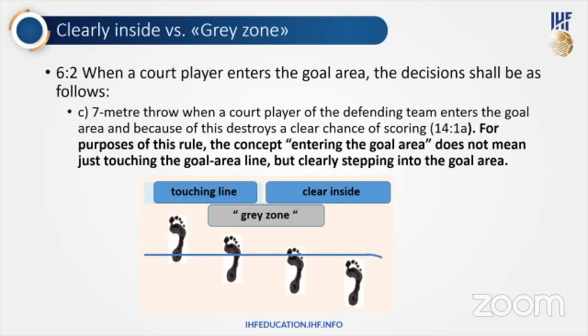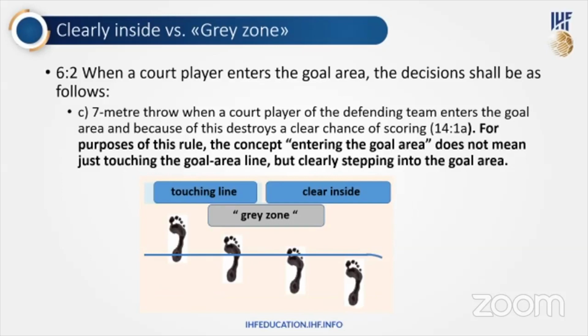And you see this drawing where you have just touching the line. Then on the two first ones to the left-hand side, of course, the second from the left is a bit more clear, also clear, but then also this is just touching the line, also gray zone.